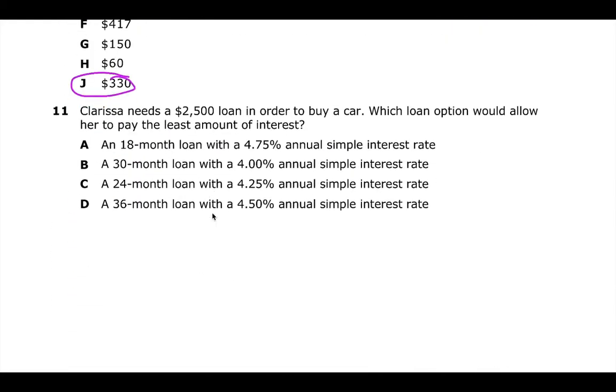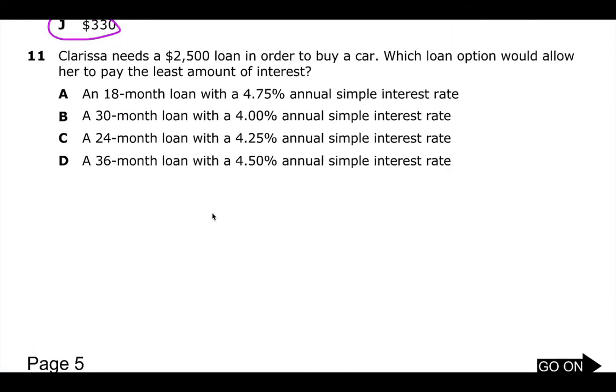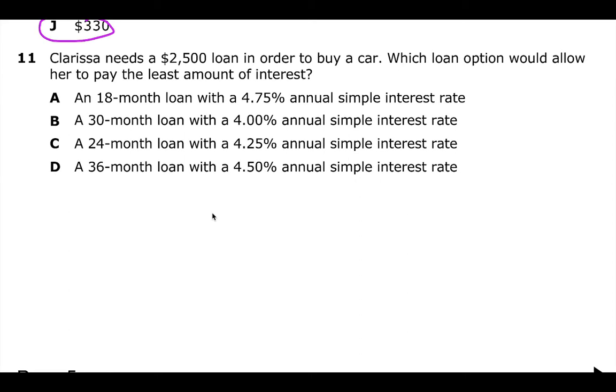Number 11, because we already did number 10. Clarissa needs a $2,500 loan in order to buy a car. Which loan option would allow her to pay the least amount of interest? Oh, this one's one of those that they hate because they have to do it 4 times. I agree. But our P never changes. And look, good thing here is they're all simple interest, so our formula never changes either. Correct. So literally all you have to do is change the percent and the time.